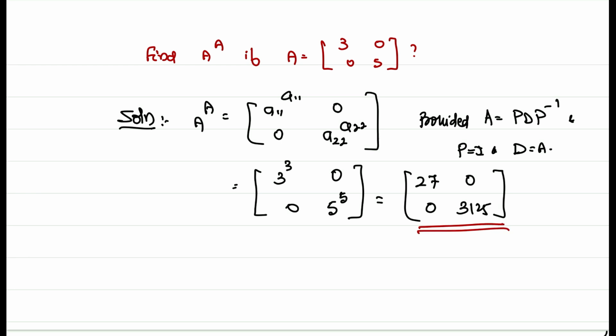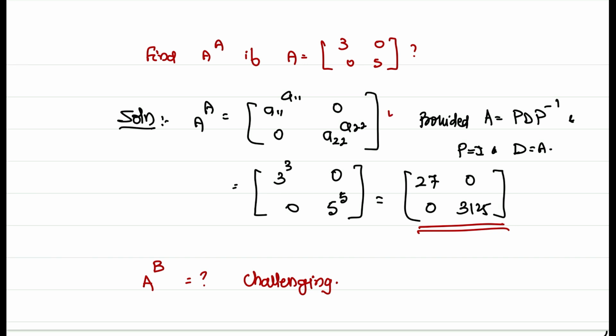This is the answer. Now, you might have understood that a matrix can also be raised to the power of a matrix. And if instead of A to the power of A, it is A to the power of B, where A and B are two different matrices, what is the procedure to be followed? Please check for this. It's a challenging question, a challenging concept, and a new concept, definitely.